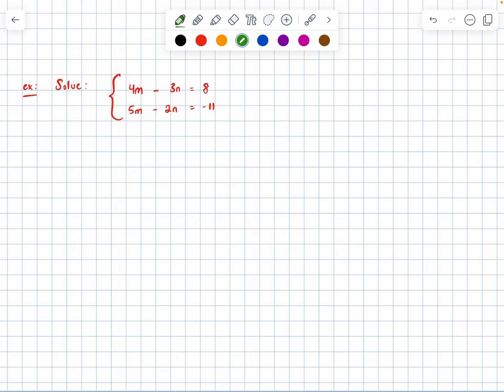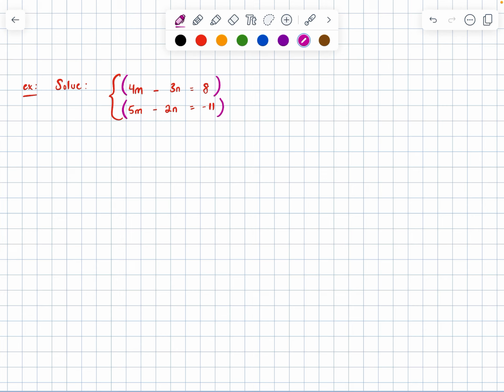Notice, once again, I have no common coefficients. I'm going to choose to solve this one using elimination. I did the above using substitution, so let's switch it up. Because I have no common coefficients, and because 3 is not a multiple of 2, nor is 4 a multiple of 5, I'm going to need to multiply both of my equations by some number to get to a place where I can create a common coefficient.